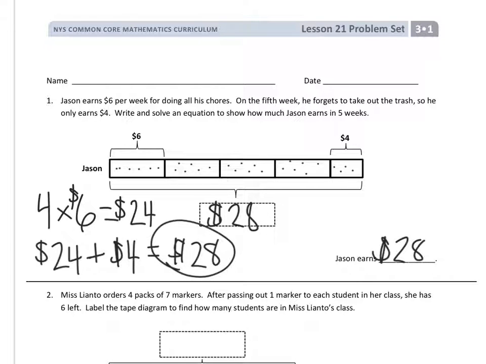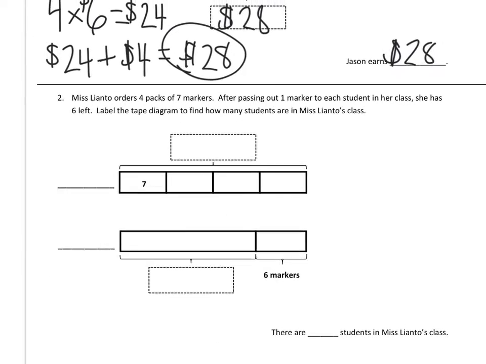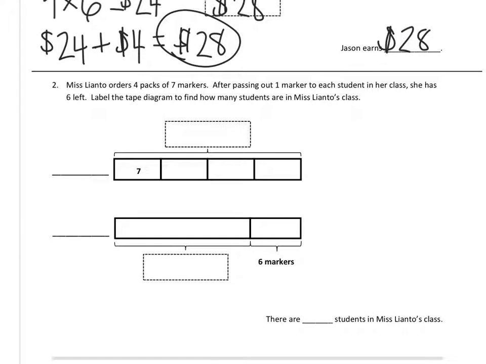Let's move on to problem 2. Problem 2 says, Miss Leanto orders 4 packs of 7 markers. After passing out 1 marker to each student in her class, she has 6 left. Label the tape diagram to find out how many students are in Miss Leanto's class. So, I see that she orders 4 packs of 7 markers. That's my first tape diagram.